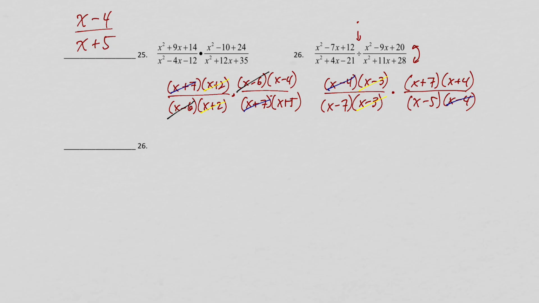And oh, wait a minute, I made a mistake here. This should have been an x plus 7, x minus 3. I made a mistake there because it needs to multiply to a negative 21 and add to a positive 4. So my outer is negative 3, the inner is positive 7. Sorry about that if that bothered you earlier. And that cancels there. So now the only factors I have left are this and this. So I have x plus 4 over x minus 5.